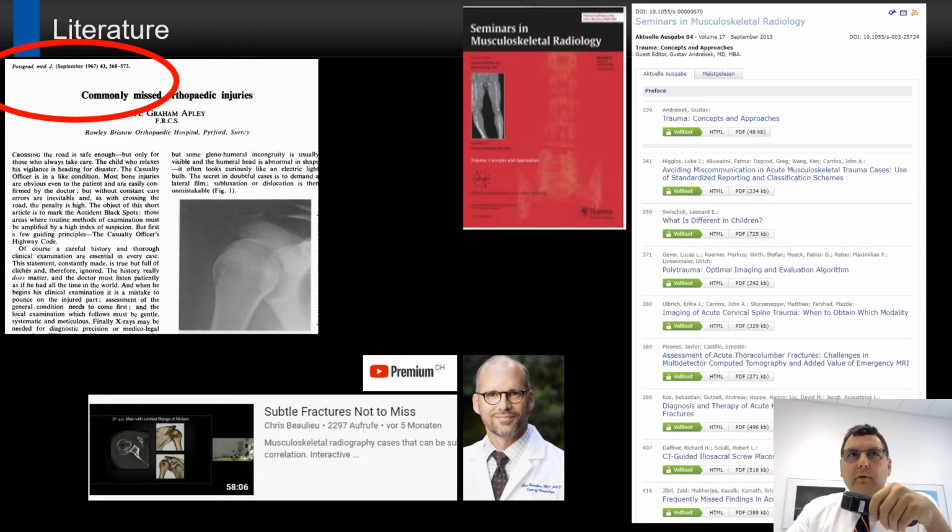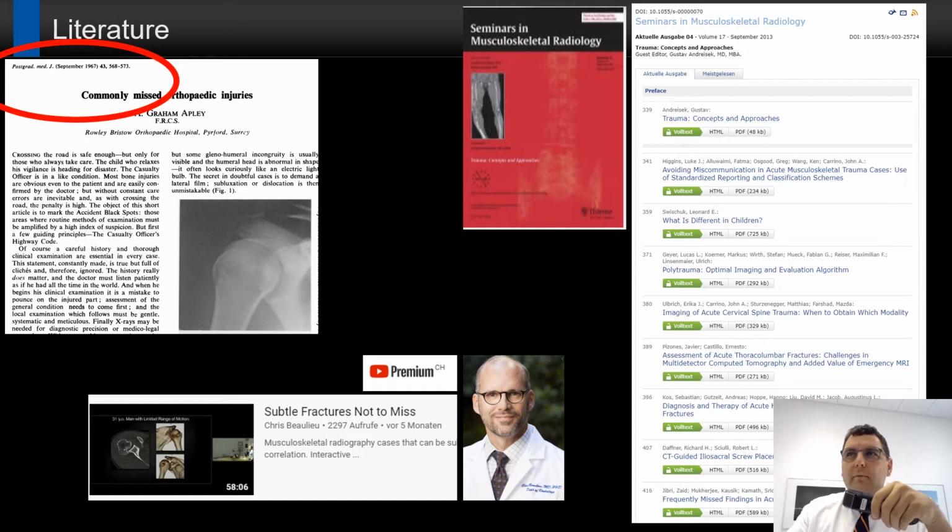There is of course also some literature available, some of which is quite old. You can see here a publication from 1967 called Commonly Missed Orthopedic Injuries. We will come back to these publications later on. You will see that there is nothing old in this publication. It is a very remarkable, up-to-date publication despite being basically 60 years old.